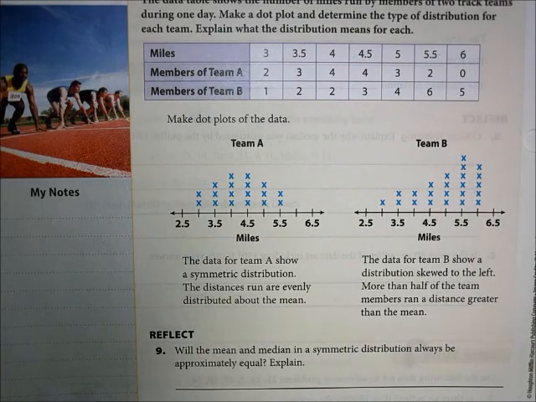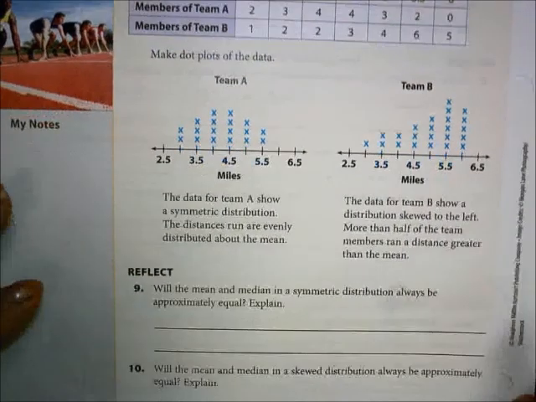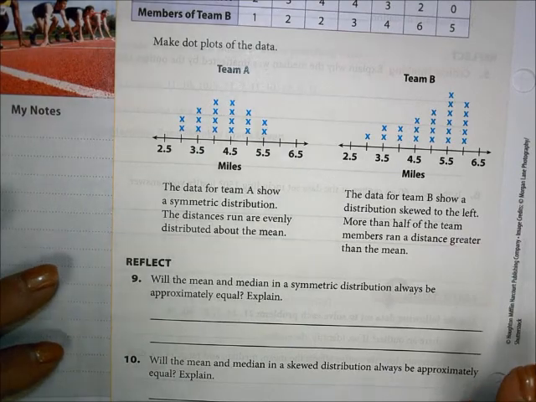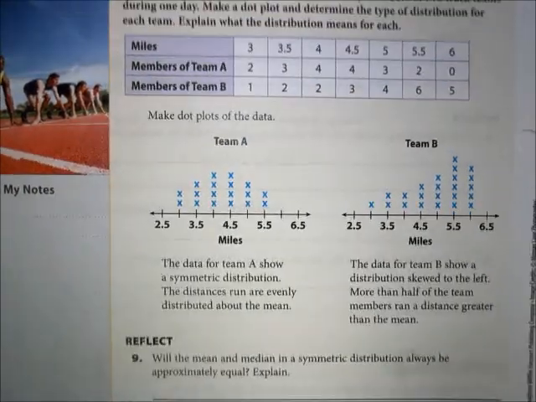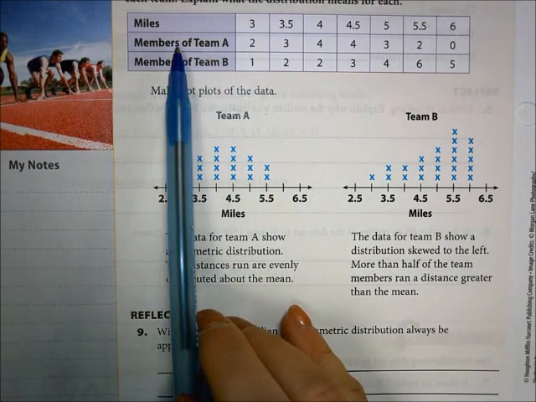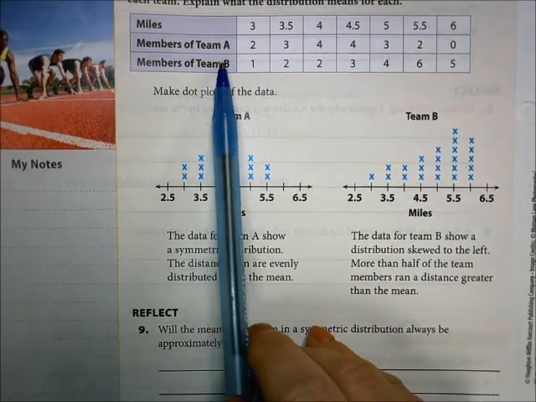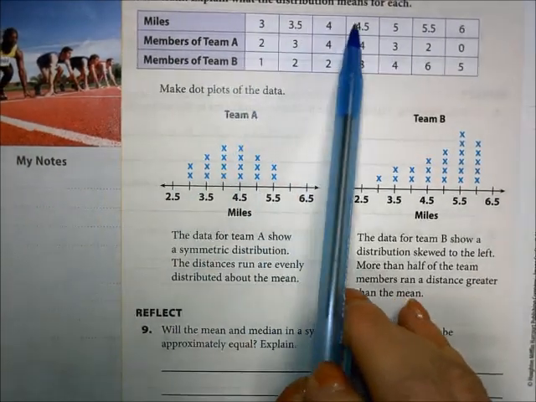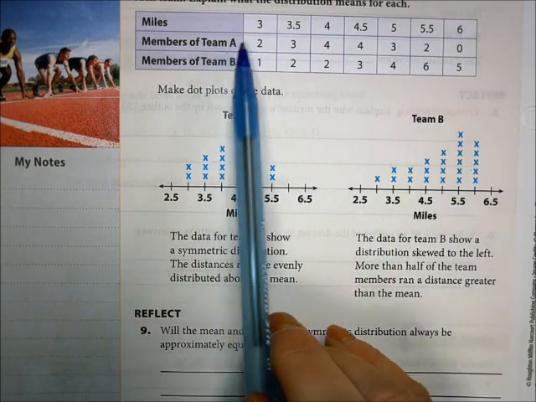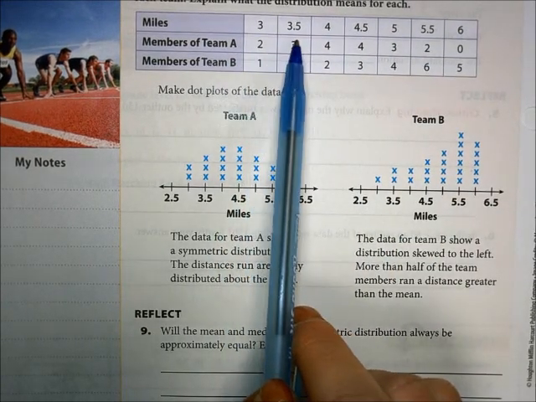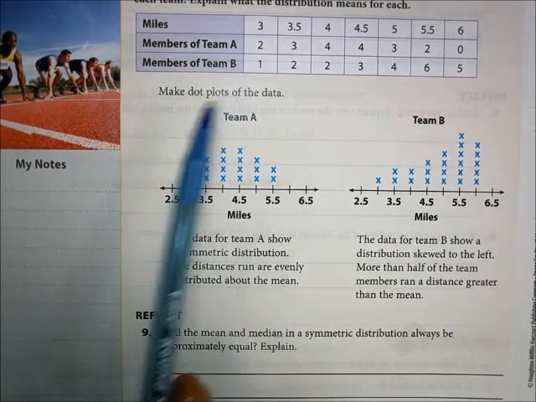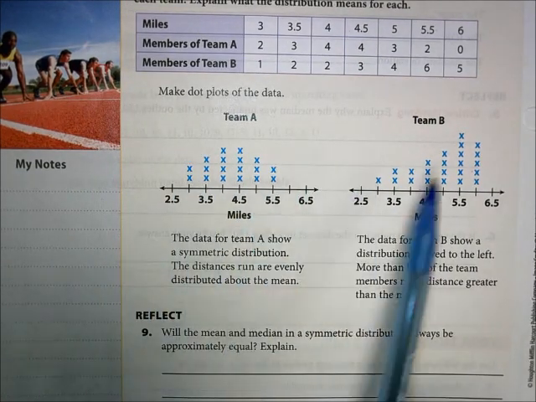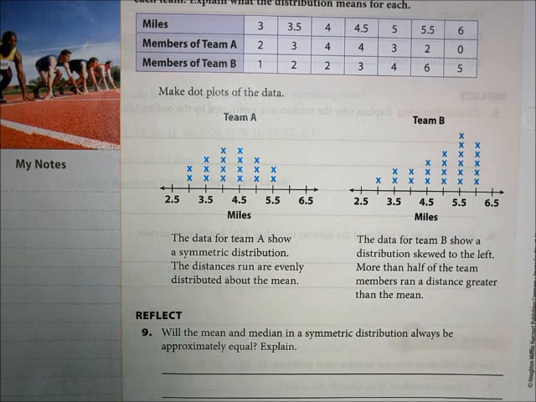Make a dot plot and determine the type of distribution for each team, and then explain what the distribution means for each. So if you take a look at the information they're giving us, it's the members of Team A, the members of Team B, the miles, and then the frequency of the members at that number of miles. They put together the dot plot for Team A. They put together the dot plot for Team B.